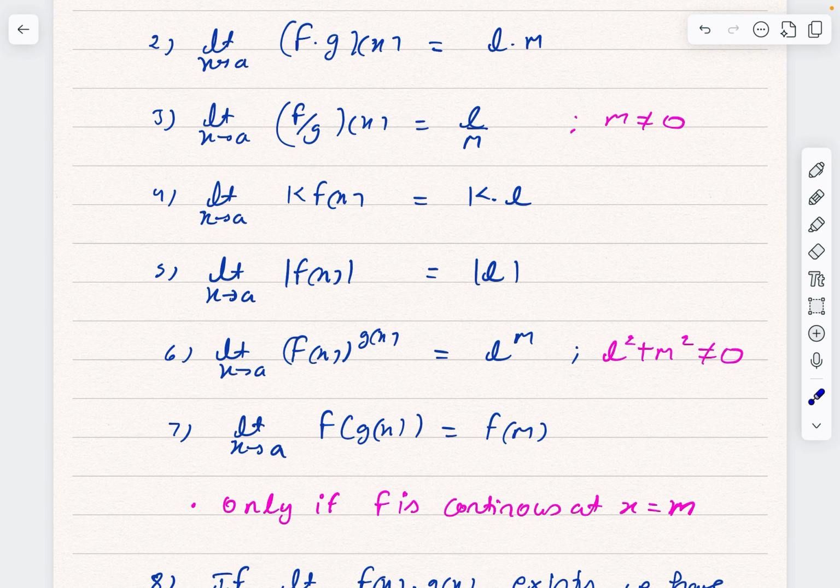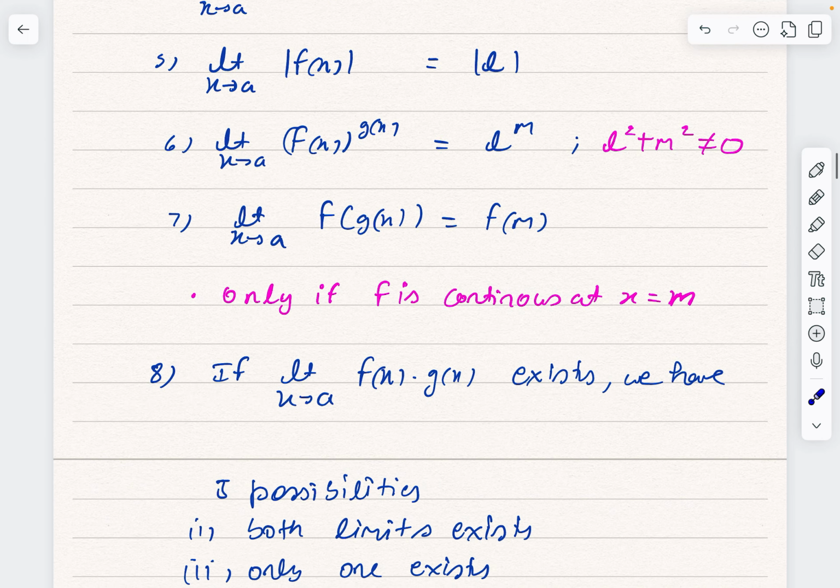Next, the limit as x tends to a of f of g(x). Now here the limit as x tends to a of g(x) is m, so we can say it is f of m, but there is a condition there: only if f is continuous at x equal to m. Again, this point you will not understand right now because continuity we haven't discussed yet. So just write it down for the sake of completion of the concept. After we do the next chapter, continuity, then this will make sense.